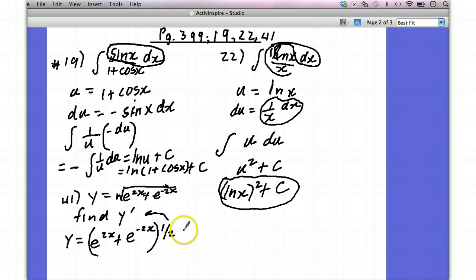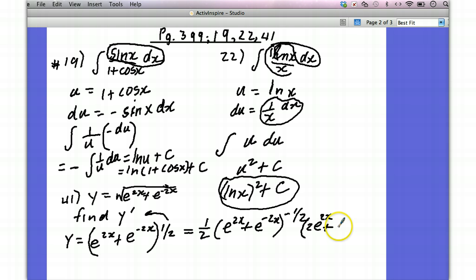Let's see if I can do it in maybe a couple steps here. So derivative of outer would be 1/2 times e to the 2x plus e to the negative 2x to the negative 1/2. That's the outer, times derivative of all inner. So the derivative of e to the 2x would be 2 e to the 2x plus derivative of e to the negative 2x would be negative, it should be a minus then, e to the negative 2x.